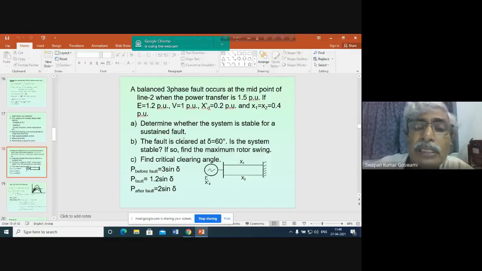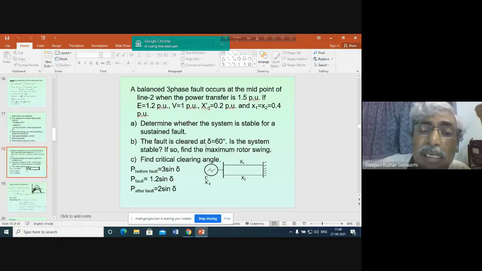A is to determine whether the system is stable for a sustained fault. That means a fault has occurred here, and a sustained fault means that the fault is remaining in the system. It is not cleared by the system. The circuit breakers connected here and here are not operating. This is the meaning of a sustained fault. Why we are analyzing this situation will be apparent after some time.